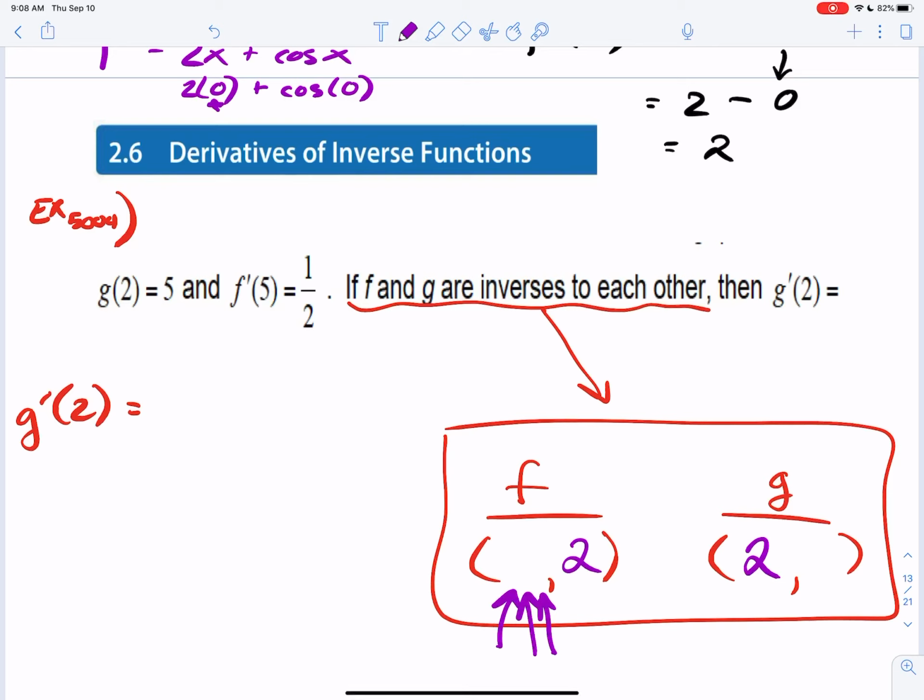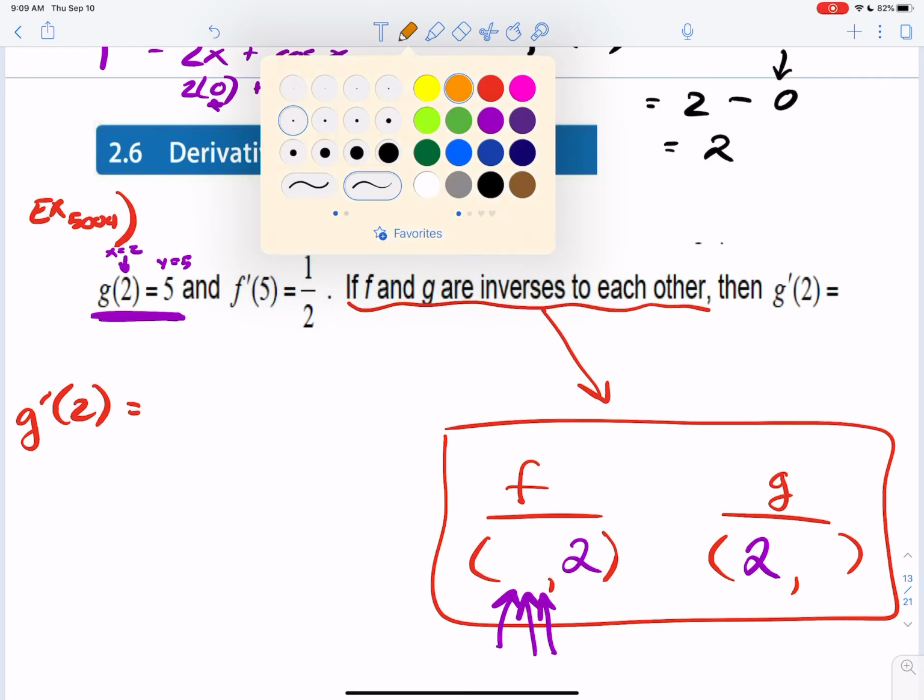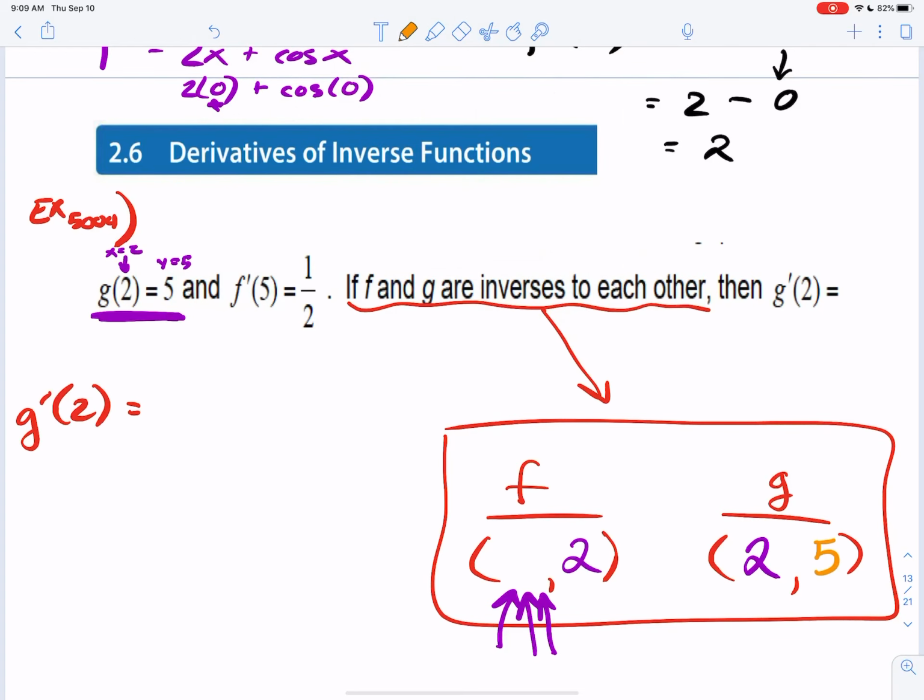Now, they also give us something, right? So normally we would play with an equation, but now we don't have one. But if you notice here, they tell us that g of 2 is 5. So when x is 2, the y value comes out to 5. So they actually give us more information here. They tell us that the y-coordinate of g is 5. So how does that help us? That tells us that the x-coordinate of f is also 5.